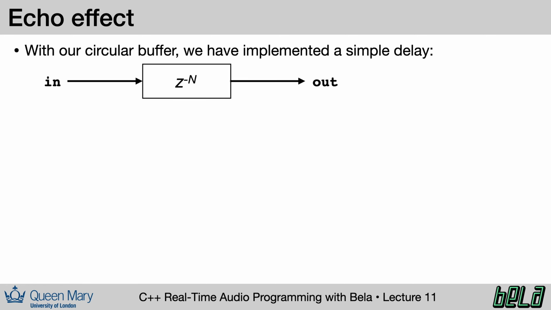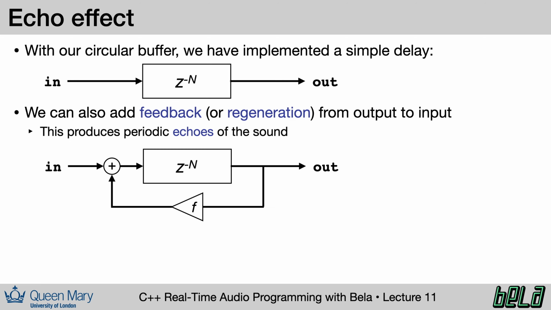At this point, we've created a simple adjustable delay. The output is equal to the input delayed by n samples, which is what this expression z to the minus n means. The delay is the basis of a number of classic audio effects, the simplest one of which is the echo. The only thing we have to do to get an echo effect is to add feedback to our delay. This is also sometimes called regeneration.